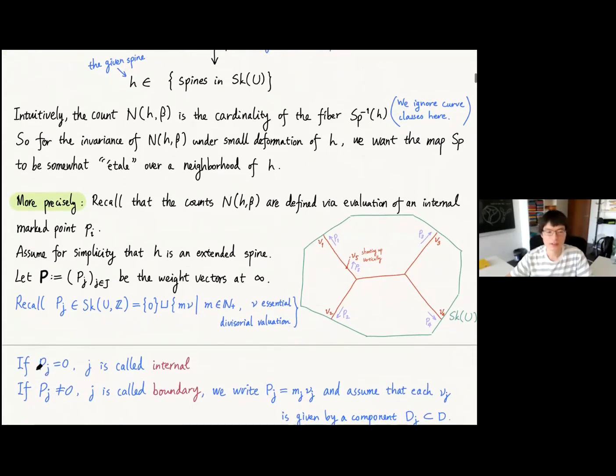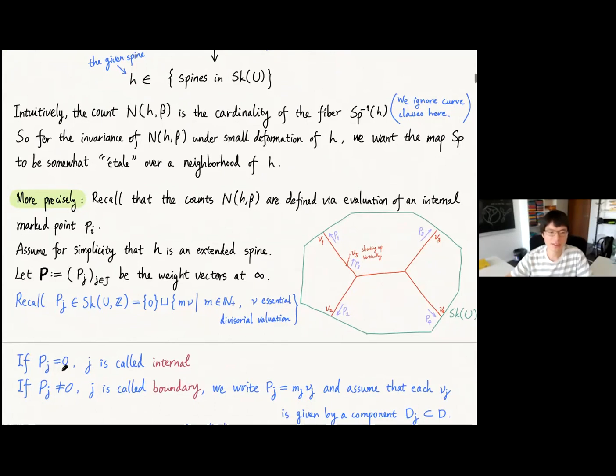So recall, if the derivative P_j is 0, j is called internal, and if the derivative P_j is non-zero, j is called boundary, and in this case, we write P_j as m_j times ν_j, like here, some positive multiple of some essential divisor. This is the Greek letter nu. Assume that each ν_j is given by a component D_j of D.